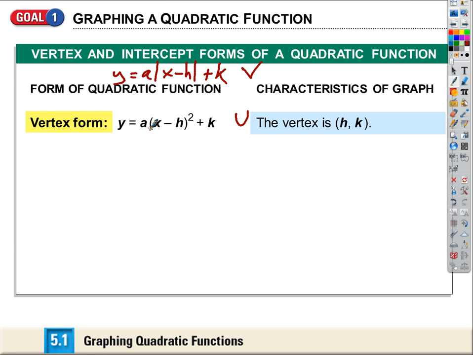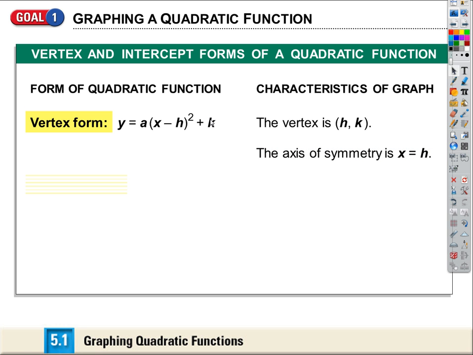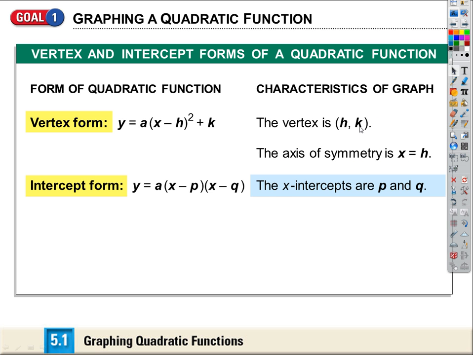Okay, make sense? So these are very simple to graph. If I'm given a quadratic function in this form, that's all I need to know, right? There's the vertex. A tells me it opens up. Pick a test point on one side or the other, reflect it, and you've got it. Okay, intercept form, or sometimes it's also called factored form. I prefer to say factored form, but the book says intercept form. That's fine.